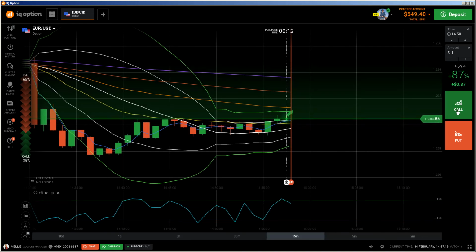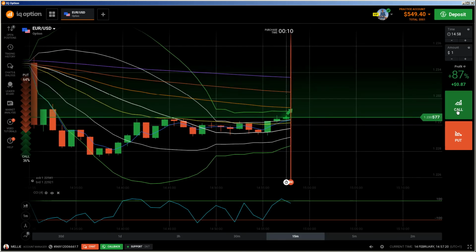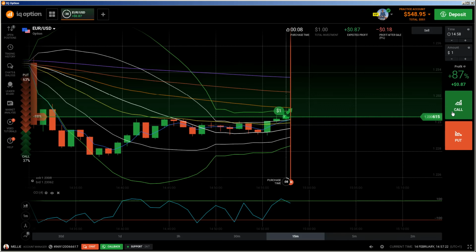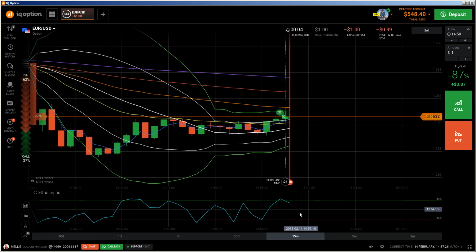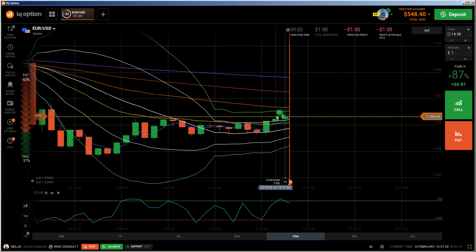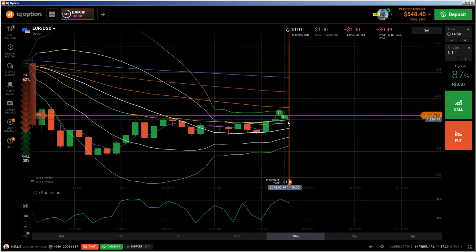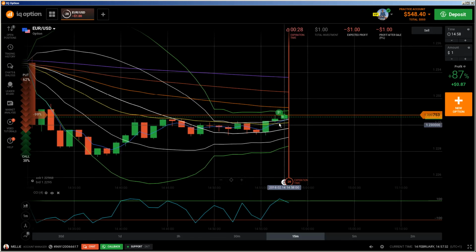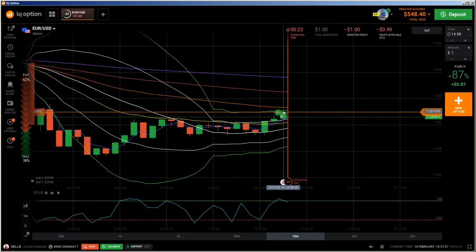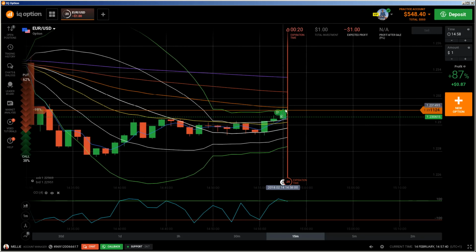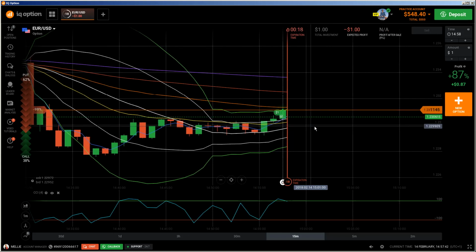So let me see if I can do another call here. Okay, I'm going to do a call now because we are here above the zero level, and this was a spinning top, and I saw a rejection here from this level, and this was the reason why I did a call, because I'm still believing that the price will hit somewhere here about the 50 EMA.